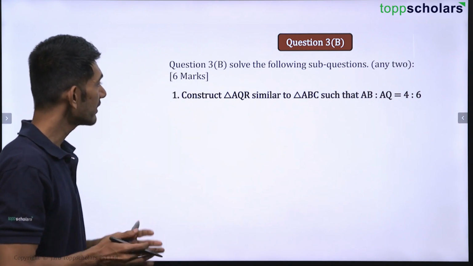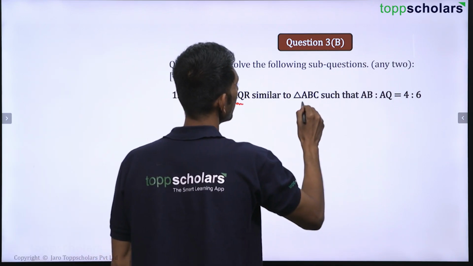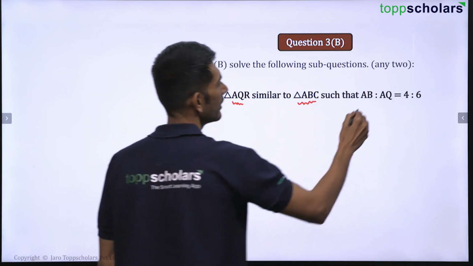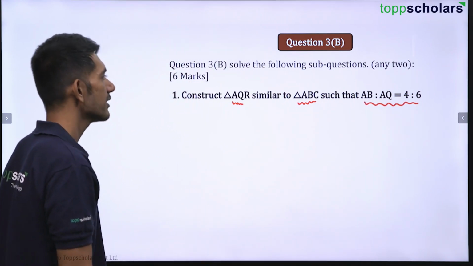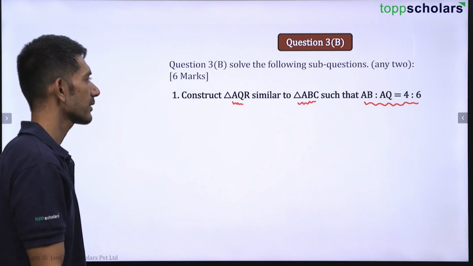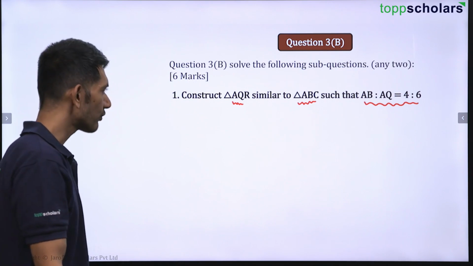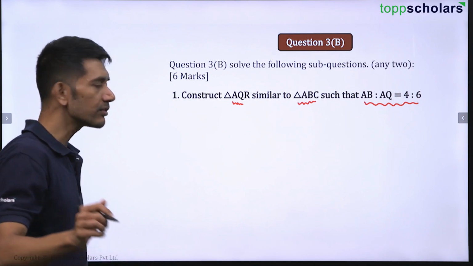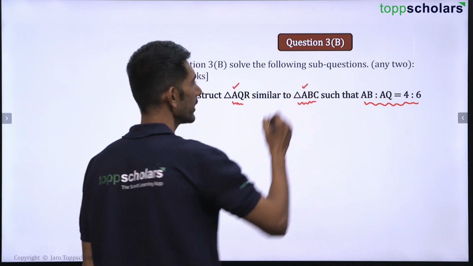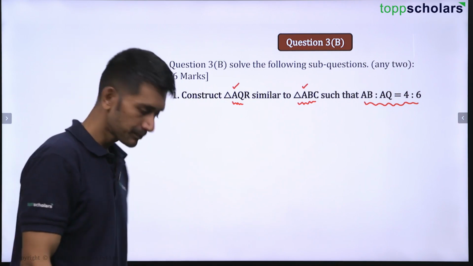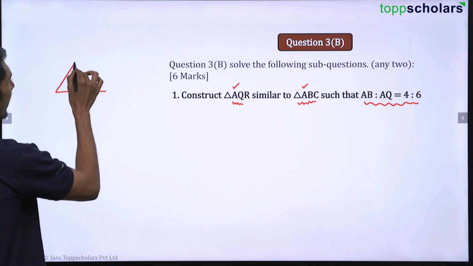What is given? It is given that we are supposed to construct triangle AQR similar to triangle ABC such that the ratio of the two sides AB is to AQ is 4:6, correct? So construct triangle ABC and triangle AQR both obviously such that AB is to AQ is 4:6. Now always remember how to construct this. Observe, this is point A, this is point A. So there is one point common, that is point A. So your triangle should look like this.